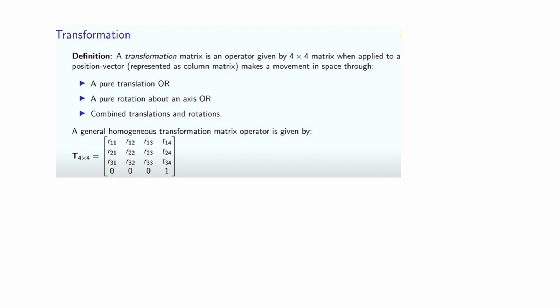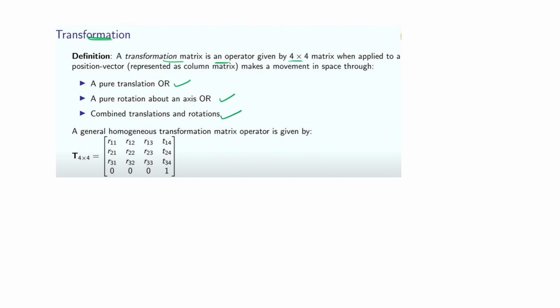Next we'll discuss transformation. Now we know the transformation. A transformation matrix is an operator given by a 4 cross 4 matrix. When applied to a position vector, it makes a movement in space. Either it is a pure translation, or a pure rotation about an axis, or it has combined translations and rotations.